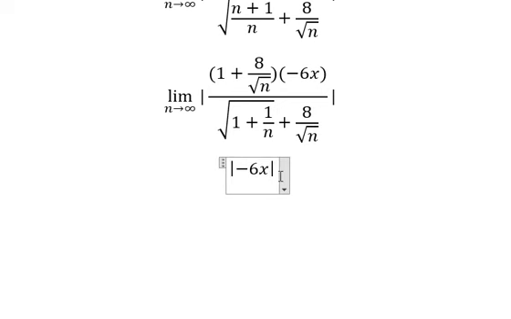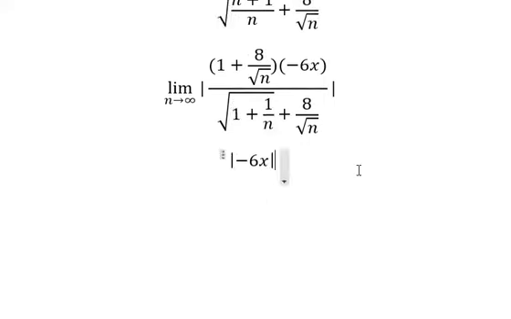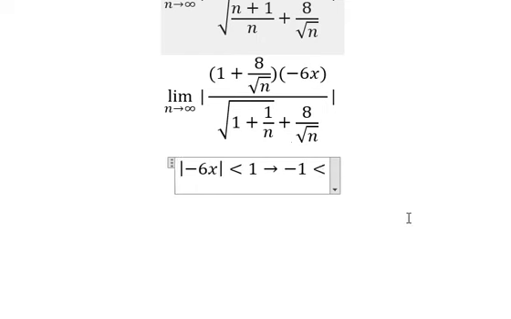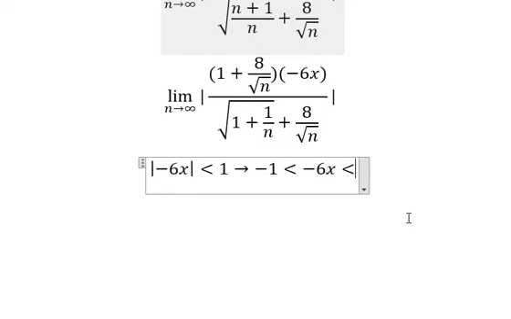And we know that we want to find convergence. So convergence is when this one is smaller than number 1. And now we just open the absolute value and you get from negative number 1 to positive number 1.